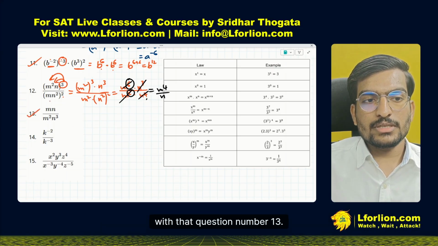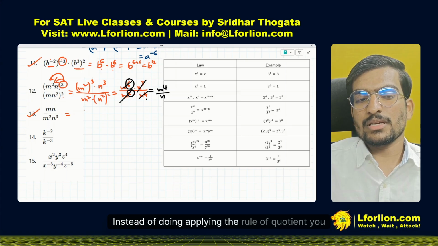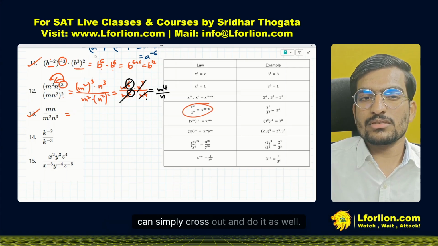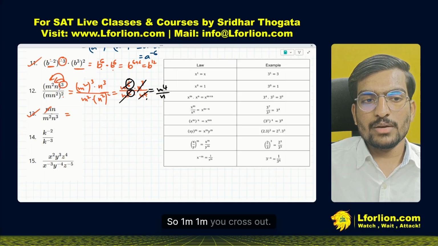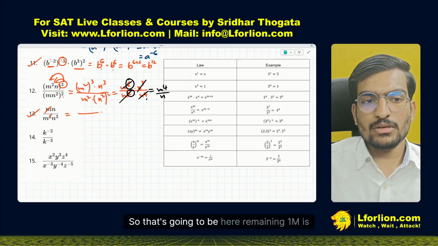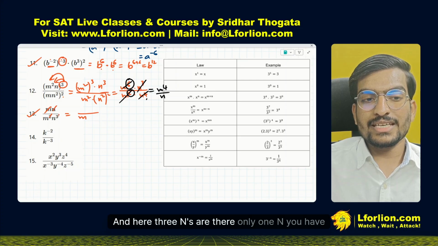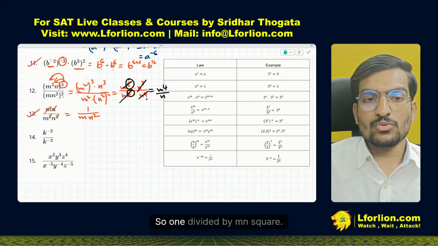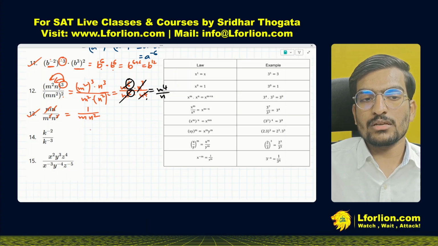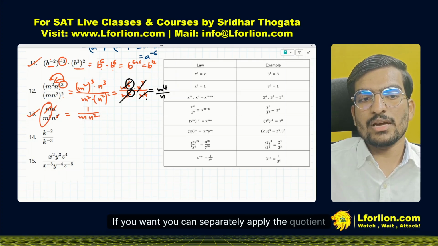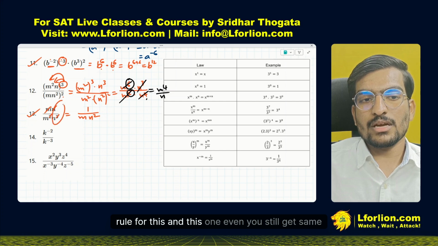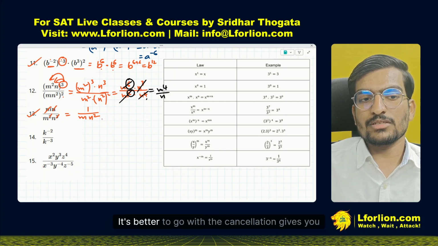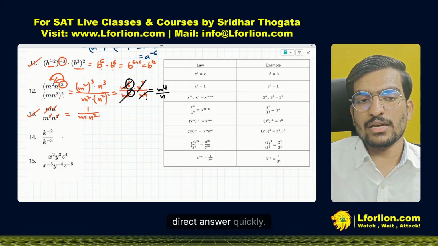Question number 13, it's simple. Instead of applying the rule of quotient, you can simply cross out and do it as well. So 1m you cross out, remaining 1m, 1n, and here 3 n's are there, only 1n you have to remove, so it will be n square. So 1 divided by mn square. If you want, you can separately apply the quotient rule for this and this one, you still get the same thing. It's better to go with the cancellation, it gives you the direct answer quickly.